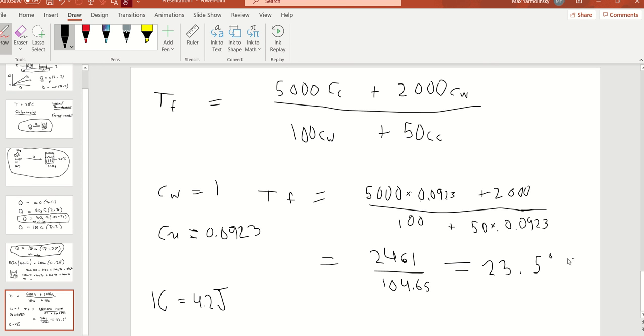degrees Celsius. Okay, so I made a little mistake. The mistake that I made was the specific heat has to be in the right units. Specific heat of water is 1 calorie per gram per degree Celsius, and the specific heat of copper is 0.0923 calorie per gram per degree. But if you do things in joules, you're going to get different results than if you use calories. We're using calories and degrees Celsius and grams. And you can see that predicts the final temperature is 23.5 degrees.